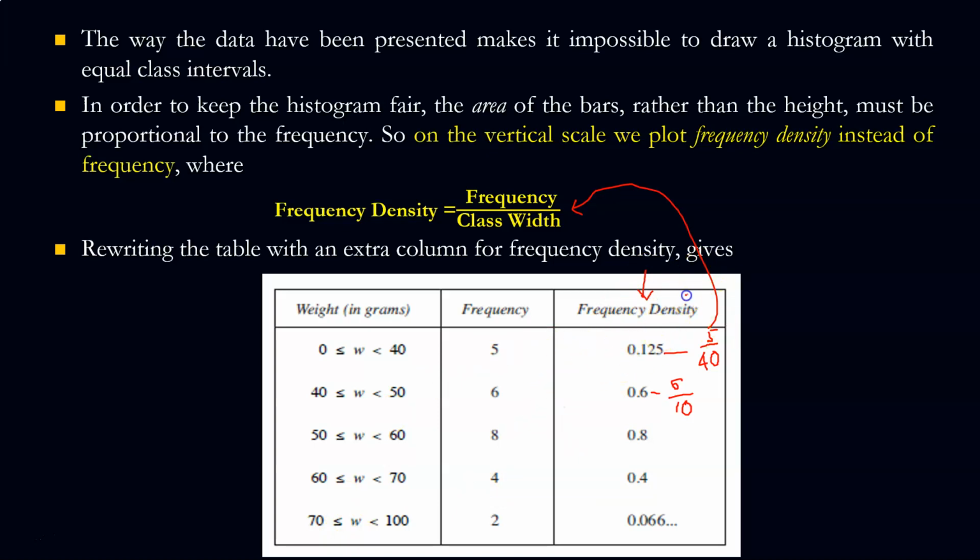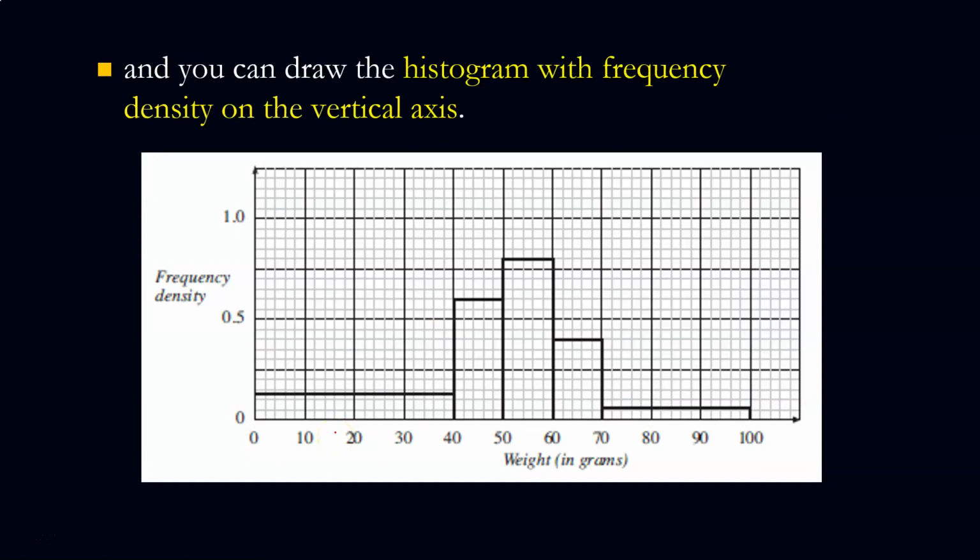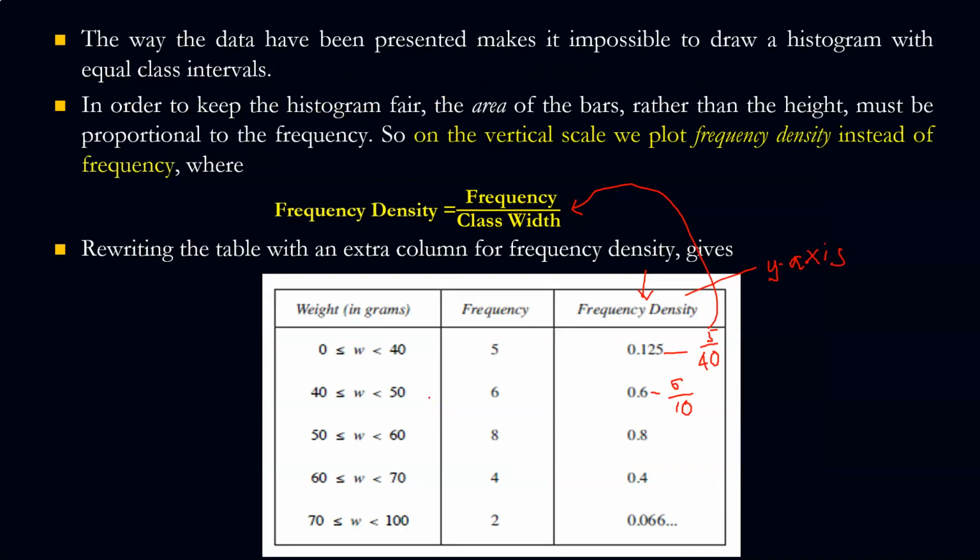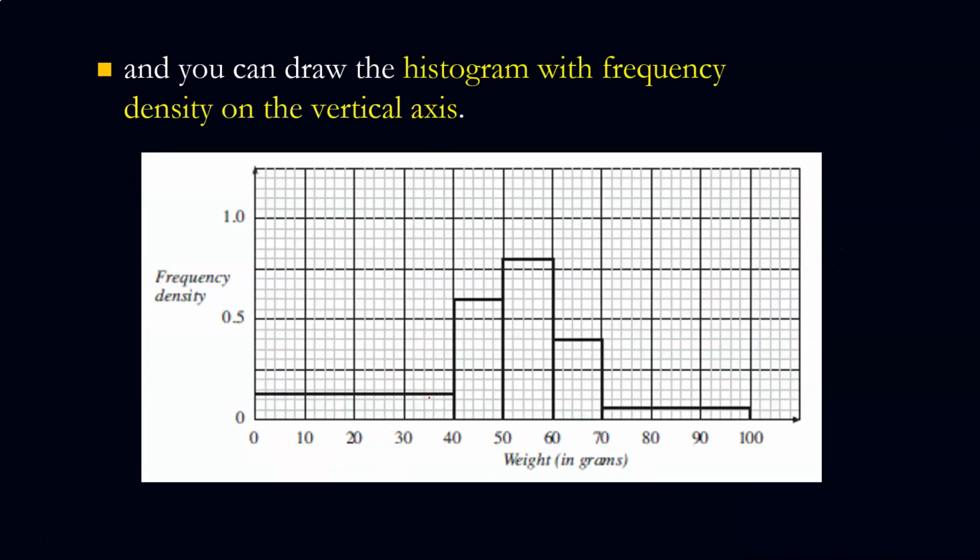So this is going to be your y-axis. Paksi y kamu. It's no longer going to be frequency. You're going to use your frequency density. So bila kita draw histogram, you will have it like this. 0 until 40. Panjang macam hilang kan dia? You have berapa tadi? 0.125.